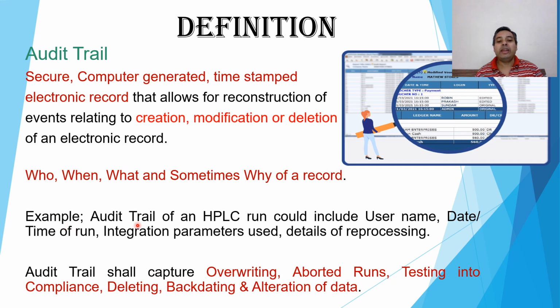For example, in the audit trail of an HPLC, it should capture username, date and time of run, integration parameters used, details of reprocessing or processing. Audit trail shall capture overwriting, aborted runs, testing into compliance results, deleting, backdating, and alteration of data, if any. Audit trail should also always be in read-only mode. It shall never be deleted by the user department.